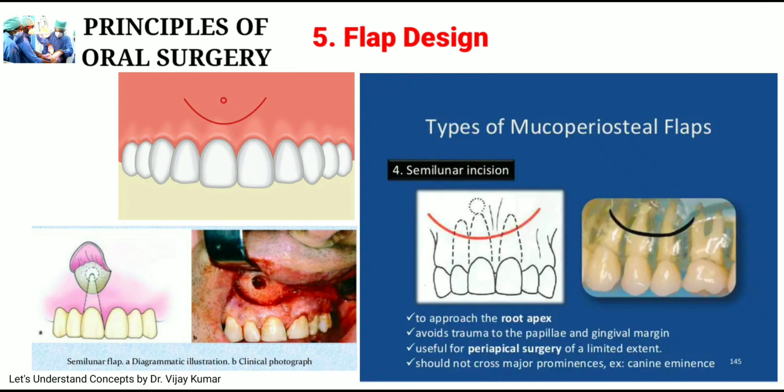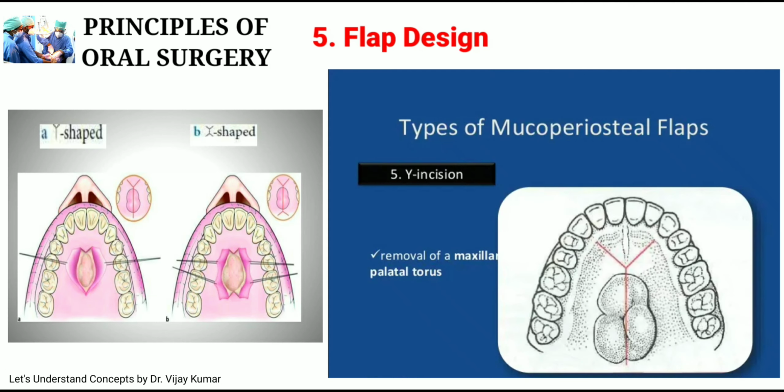This flap is useful to avoid damage to the interdental papilla, right? So your papilla is protected by using this flap, and you do not have to put this flap crossing major prominences like the canine eminence, right? The only disadvantage of this flap is that it often lies on the bony defects. That's why we prefer going to the four corner flap rather than this semilunar flap.